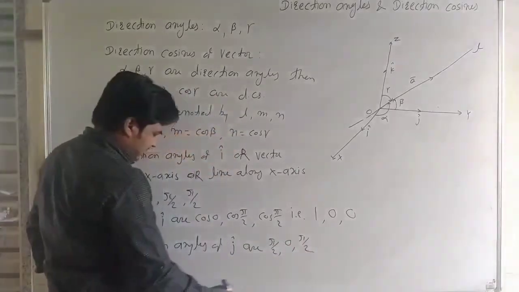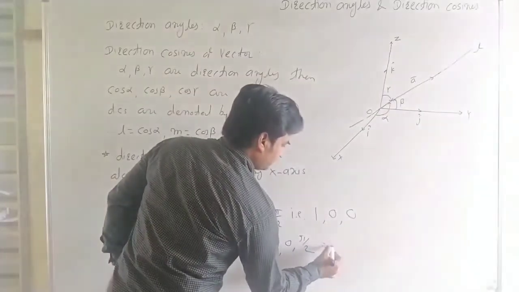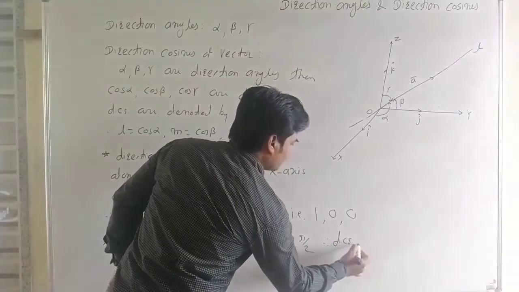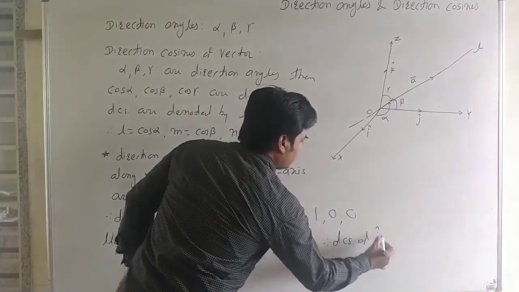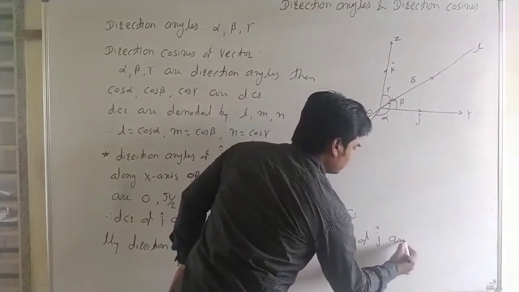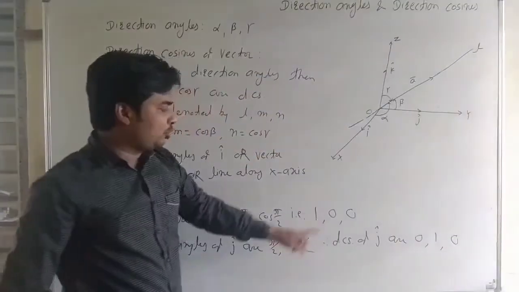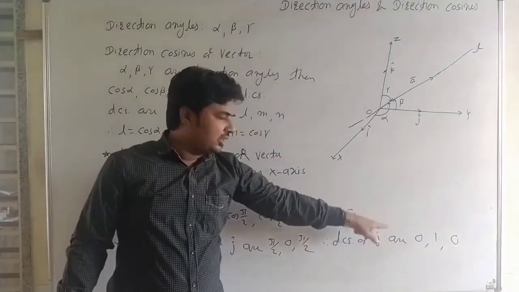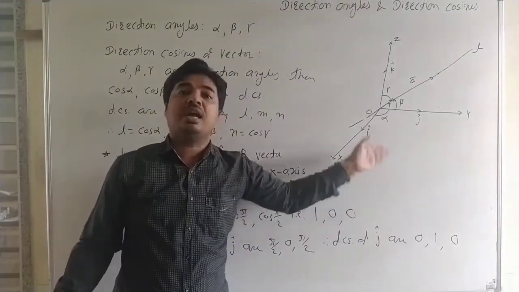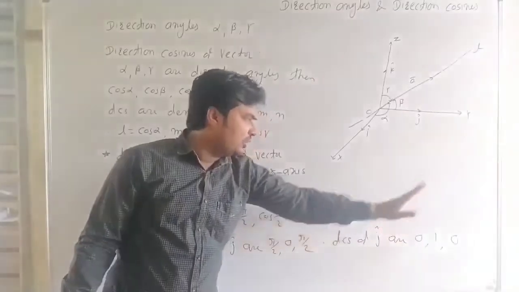That is, the direction cosines of j cap are 0, 1, 0, the direction cosines of j cap or a vector along the y axis or a line along the y axis. It is 0, 1, 0.